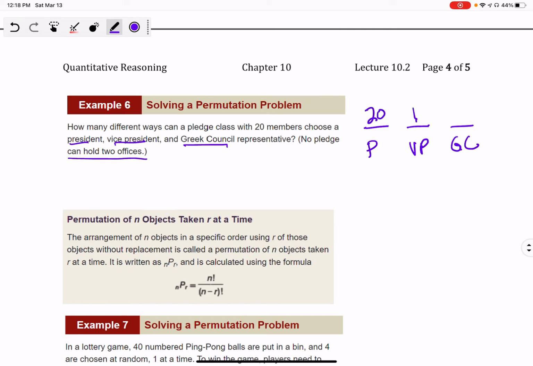The second time, only 19 of those members have an option. And for the third position, only 18 of those members have an option. So in this way, all we have to do is multiply, and we get 20 times 19 times 18, and that's 6,840 ways. Okay, so notice this one didn't go all the way down to 1 because we were looking for those 3 specific positions to assign those 3 offices.